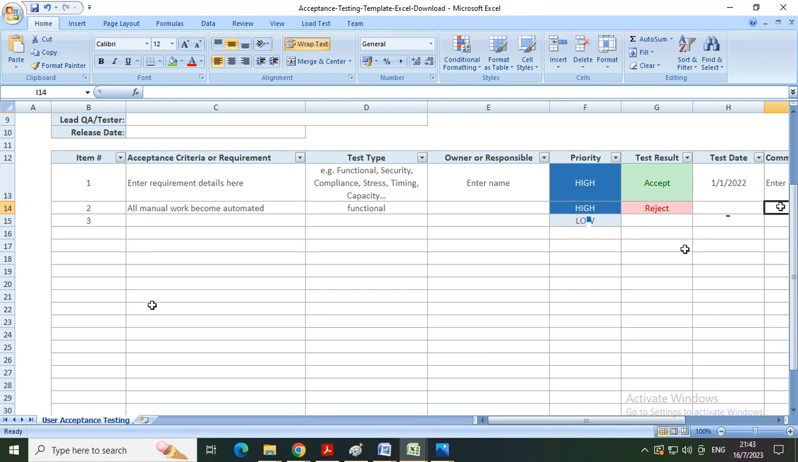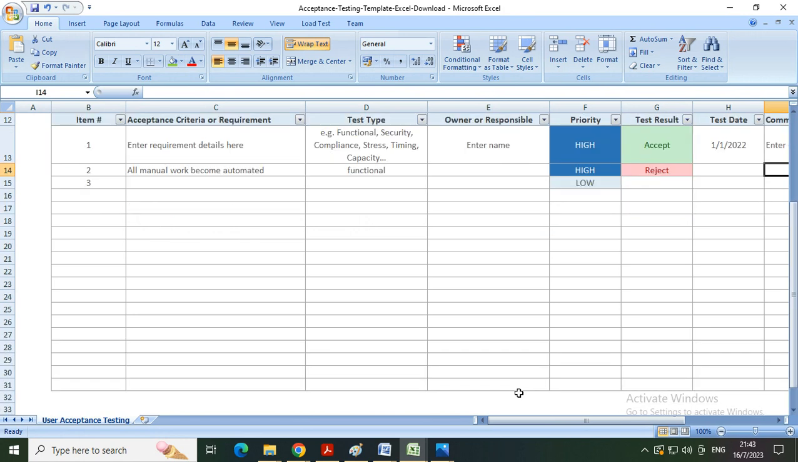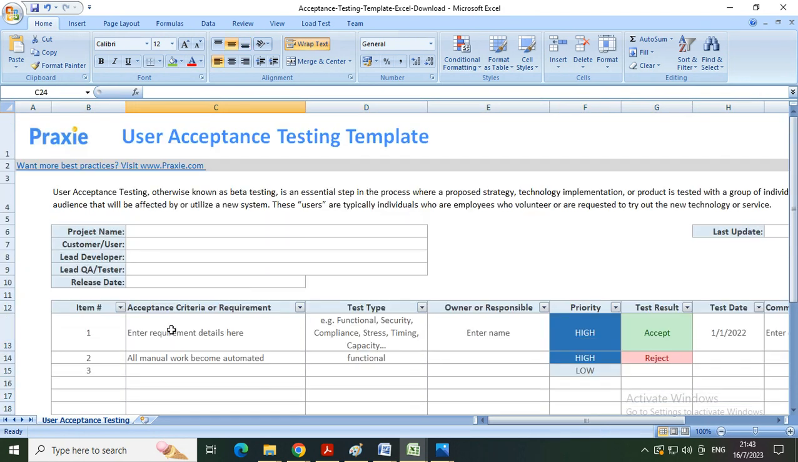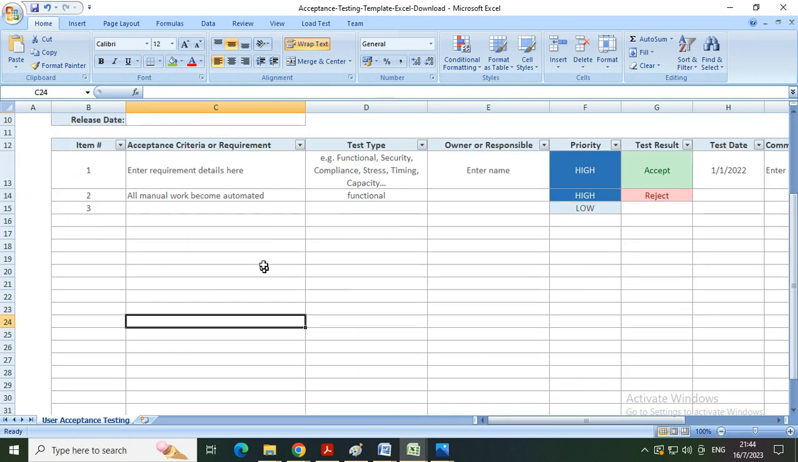Just write a few lines in that way and copy this and paste it in your report. That is going to be your acceptance plan, or user acceptance testing. Okay. Any doubt here? No, it is clear.